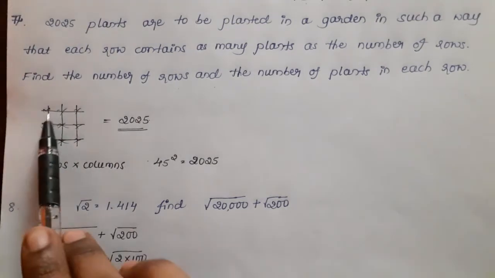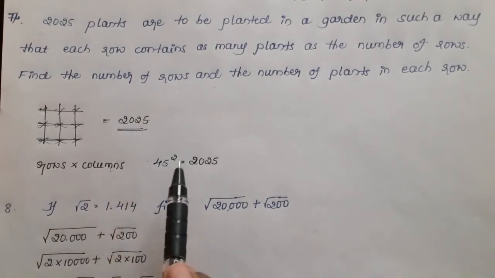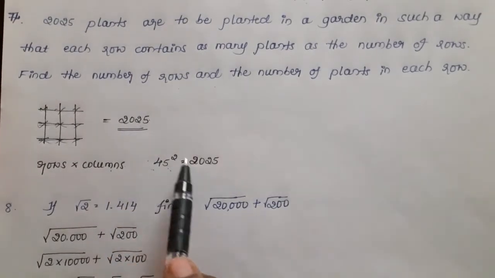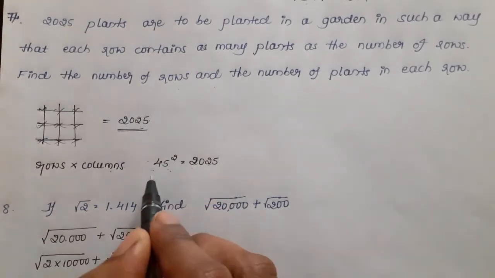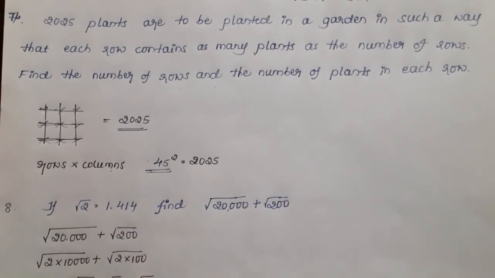So the number of rows into the number of plants is 2025. So the square root is 45. So 45 square is 2025. That means we have 45 rows and 45 plants in each row.